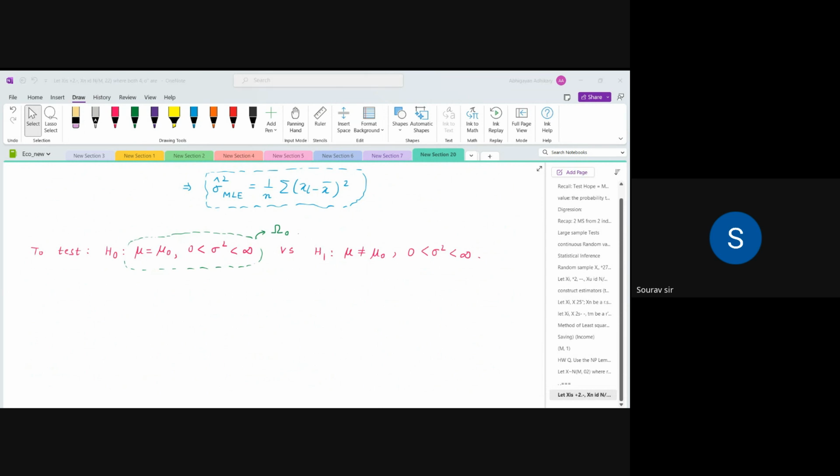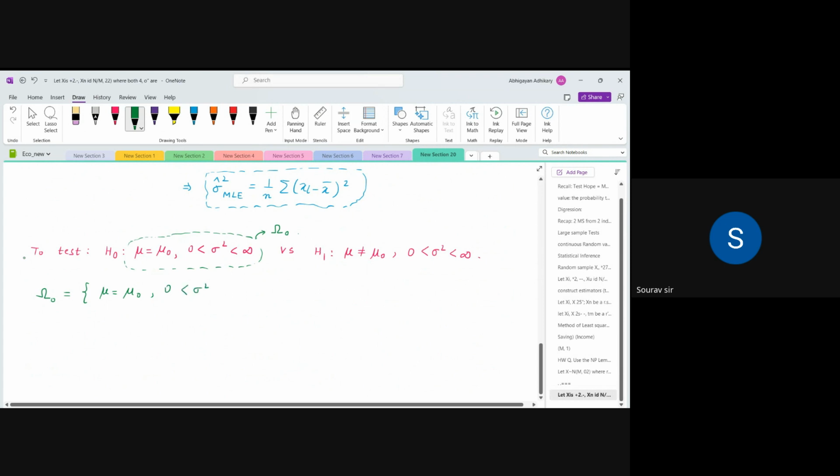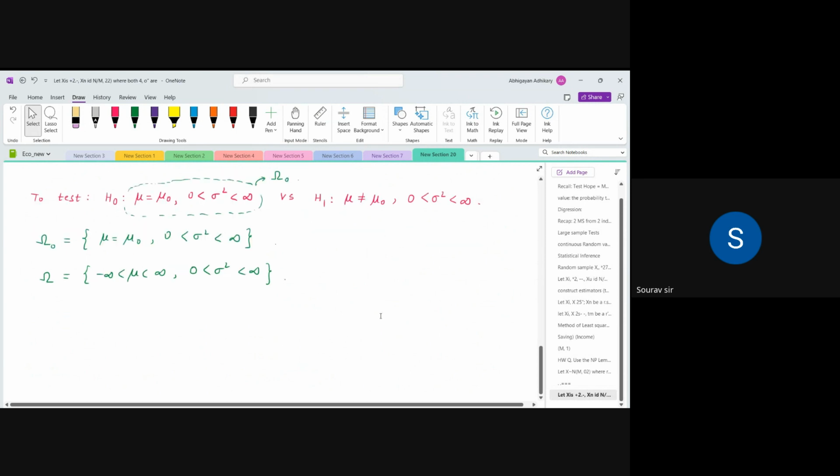And what is the overall parameter space? Mu can take any value between minus infinity to plus infinity, and sigma square can take any value between 0 to infinity, right? So that is the thing. So first of all, what we want to find out is that, let me just write this down. So what is omega naught? It is basically mu equals mu naught, and 0 less than sigma less than infinity. And what is the overall parameter space? Mu can take any value between minus infinity to infinity, and sigma squared can take any value between 0 to infinity. Okay.